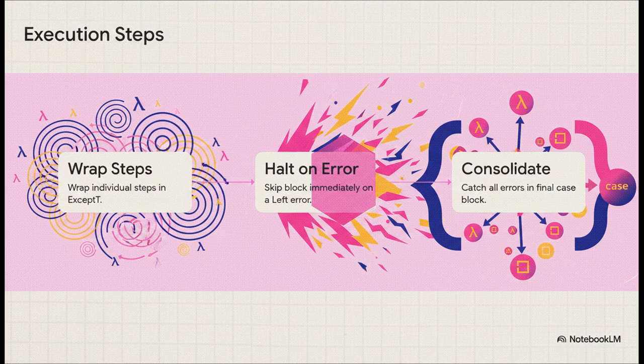First, we just wrap our individual steps in ExceptT. Second, and honestly, this is the magic part, if any single line returns a Left, which is Haskell's way of signaling an error, the rest of the entire block is skipped immediately. It just stops right there. Third, all those potential errors are caught and consolidated in one single final case result at the very end of the block, meaning you write the happy path once and you handle the errors once.